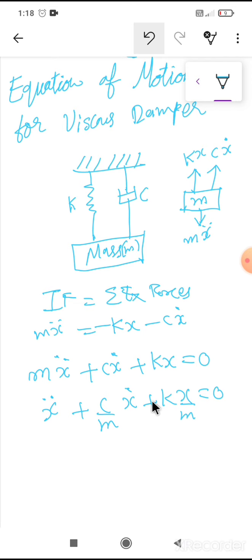Here x double dot is acceleration, x dot is velocity, and x is distance. So now this is the equation of motion for damped free vibration.